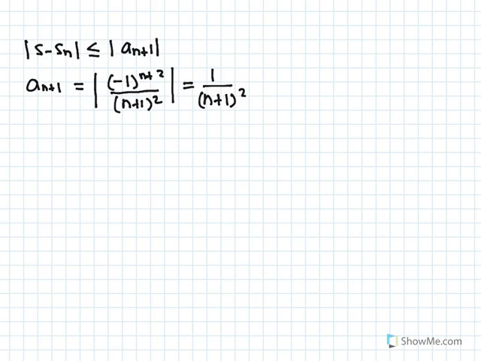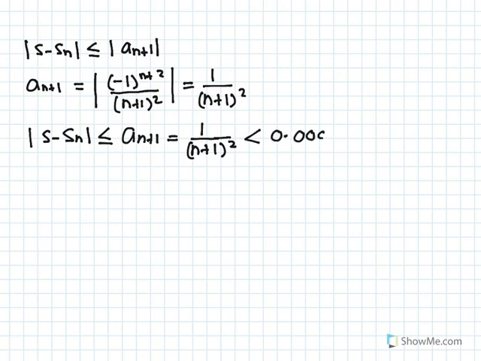Now, we know that the error has to be less than 10 to the minus 6, so the absolute value of S minus Sn is less than or equal to a(n+1), the n plus 1 term, which is equal to 1 over n plus 1 squared. And this should be less than 0.000001, because we need 5 decimal place accuracy, so we need 5 zeros here and a 1. All right, a(n+1) is equal to 1 divided by n plus 1 squared. Let's make this less than 10 to the minus 6.